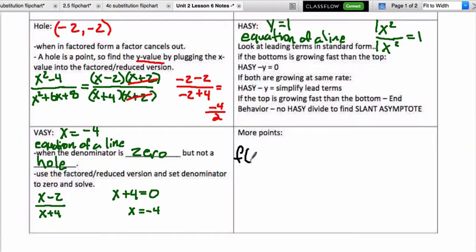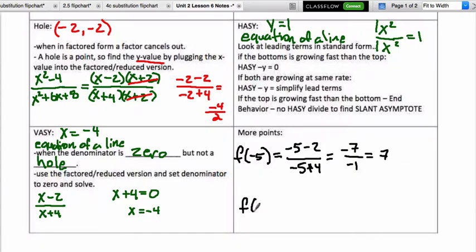So I'm going to evaluate the function at -5. Again, it doesn't matter if you use the reduced or not. The reduced is usually easier to figure out because it is factored and reduced. -5 plus 4. So we have -7 and we have -1. So we get a +7 out of this one.